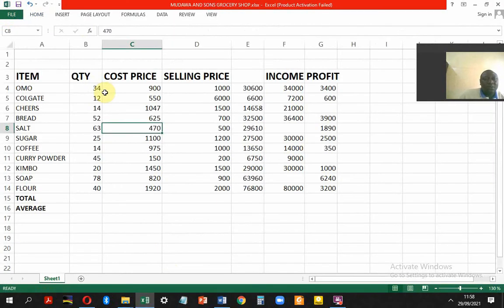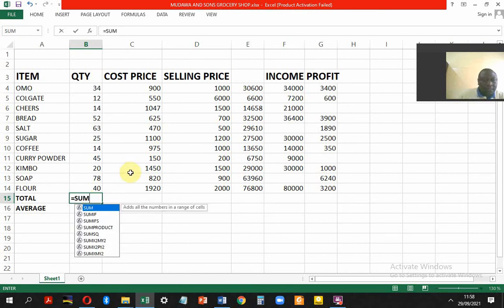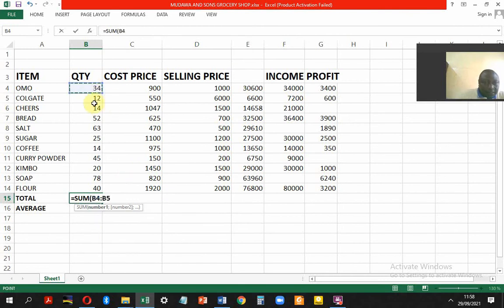So when you get here to our question, this is a shop's weekly sales. When we look at that first question, we can see item. We can start with first things first, for example, calculating the total. We can say sum. Then we open here, highlight this quantity from up to down, and then we close. So we enter. When you enter, this is the answer that they want for total.